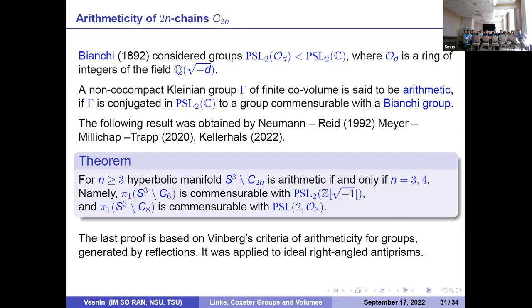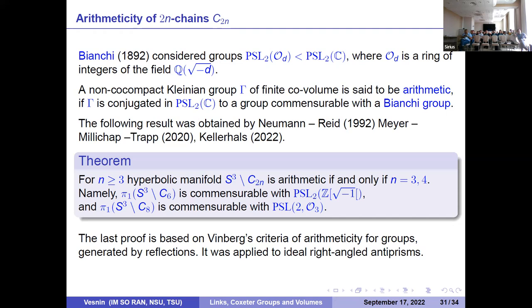He considers the following group, a group of PSL(2,C), such that the elements of your matrix belong to some ring of integers. So you take D, which is square free, and consider the extension of Q by the root of minus D, and you get such a group, called a Bianchi group. And here, in his original paper, he presents some examples of link complements corresponding to some Bianchi groups.